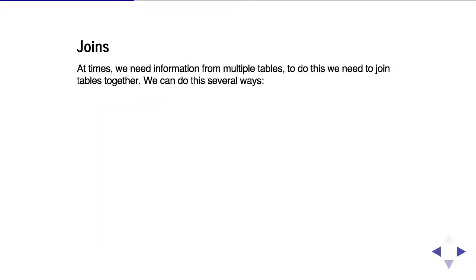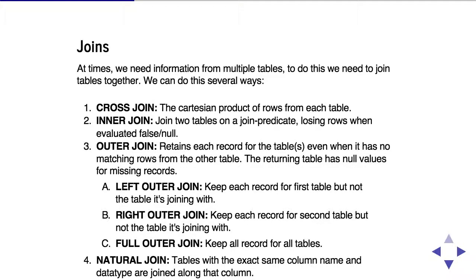So next we do joins. Sometimes we need information from multiple tables, and to that we need to join up tables together. We could do this in a couple quite different ways. Cross join, where basically we get the Cartesian product between two tables. So if one table has n rows, another one has m rows, if we do a cross product between those two tables, we would get n times m number of rows, which is quite big. So that's why it's hardly ever used, but it is occasionally used.